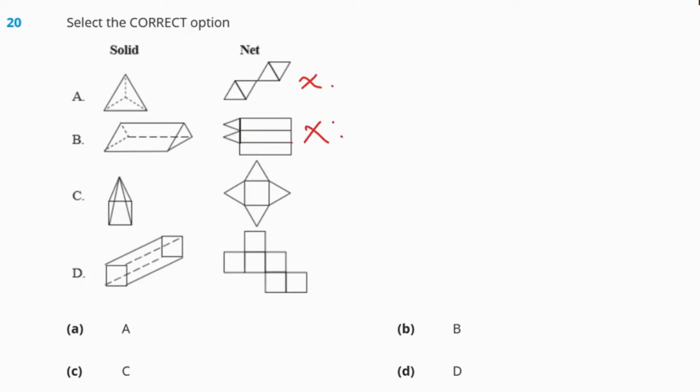And in the next case, you can see that it is a square pyramid. This is the correct net diagram of that. And the last one is a cuboid, which is not the correct open net diagram. So only option C is the correct one.